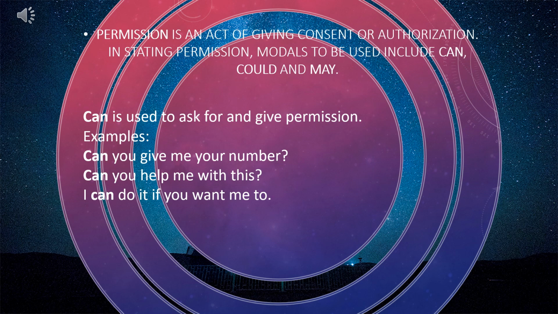How can we say that a modal expresses permission? Permission is an act of giving consent or authorization. In stating permission, modals to be used include can, could, and may. So, meaning to say, whenever you see those modals in sentences, you have there already the idea that the sentences convey the idea of permission. You have there the authorization or consent in the sentences.